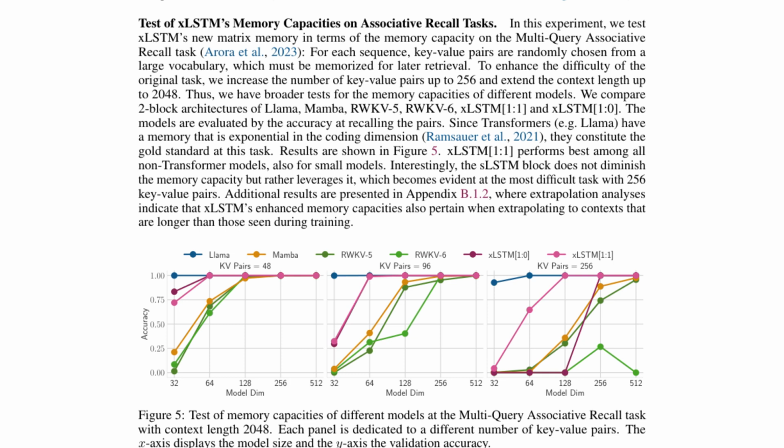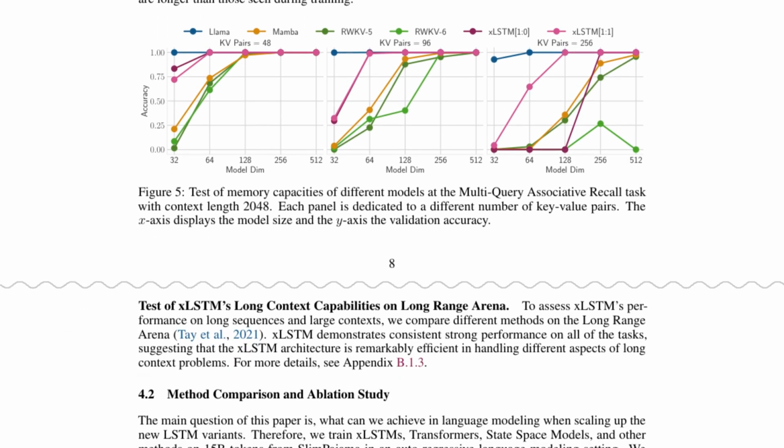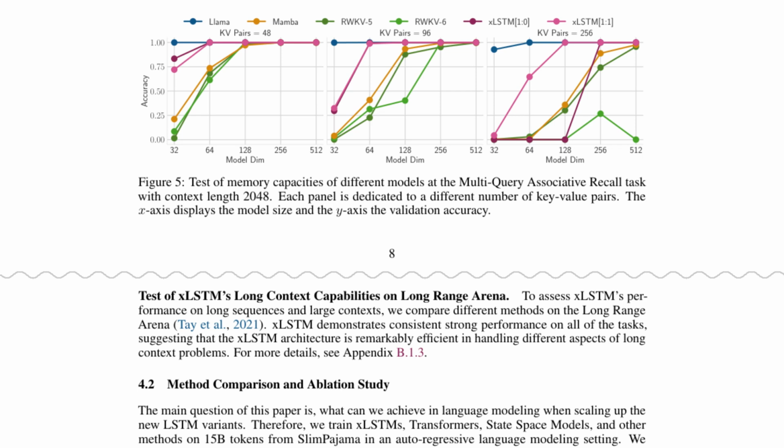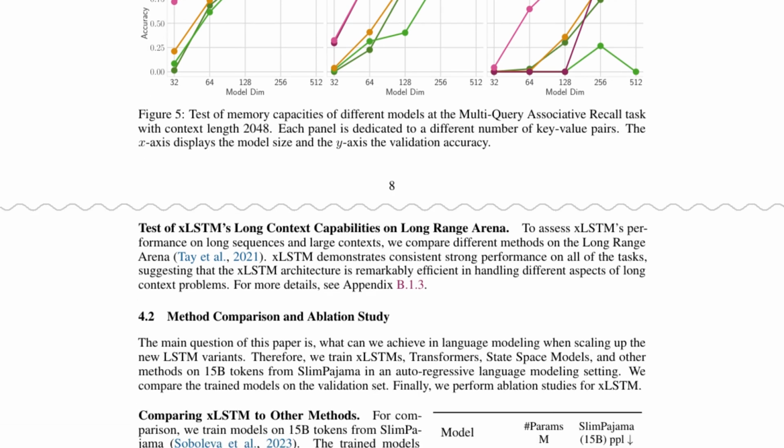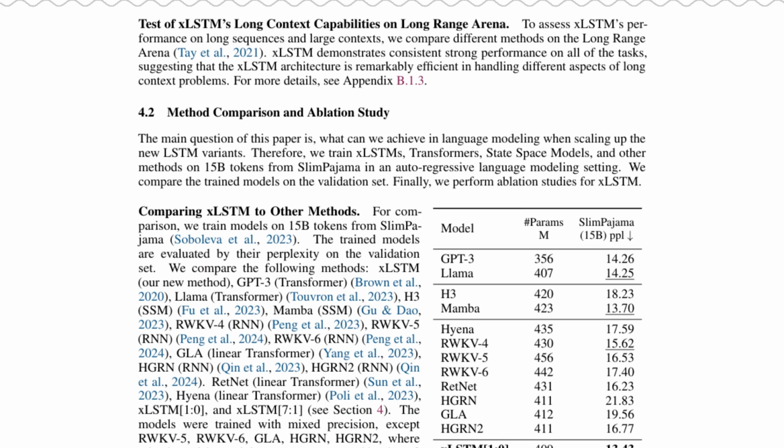Additional results are presented in Appendix B.1.2, where extrapolation analyses indicate that xLSTM's enhanced memory capacities also pertain when extrapolating to contexts that are longer than those seen during training. Figure 5. Test of memory capacities of different models at the multi-query associative recall task, with context length 2048. Each panel is dedicated to a different number of key value pairs. The x-axis displays the model size, and the y-axis the validation accuracy.